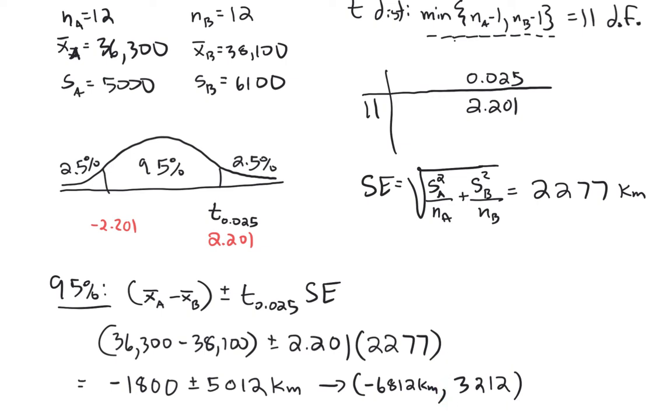Notably, this interval does contain 0, and that's the last thing I'll note here. This does contain 0, this interval. 0's inside of it. Since it contains 0, we can't say that we're 95% confident that there is a difference. There could not be a difference in this interval because 0 is in it. We'll talk about that a little bit later, but that's the general gist.